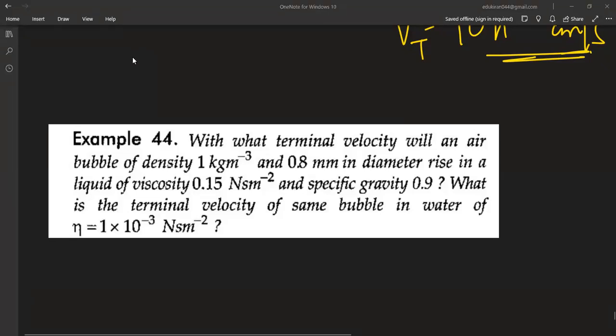Yes, class. So in the last class, we had started with terminal velocity. On the basis of that, only this question was there. Let me discuss it. By now you must have written the question and have tried it once yourself.